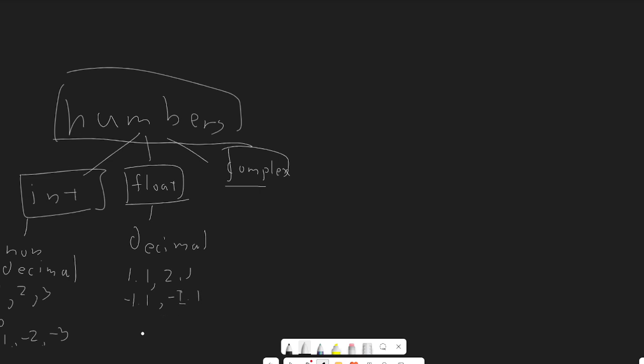Now keep in consideration, let's say you have something like 2.00. This also counts as a float. This is not an integer, this is a float.